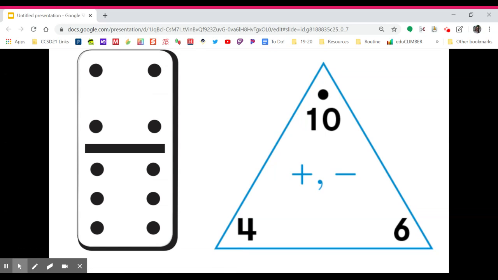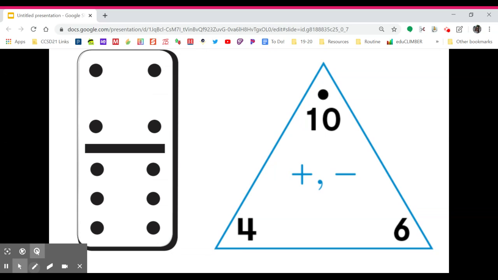Everyone, this is first grade Everyday Math lesson 7-2, more fact families. To start our lesson today, please look at this domino and this fact triangle. What are things that you see in common between the fact triangle and the domino? How are they the same? How are they different?